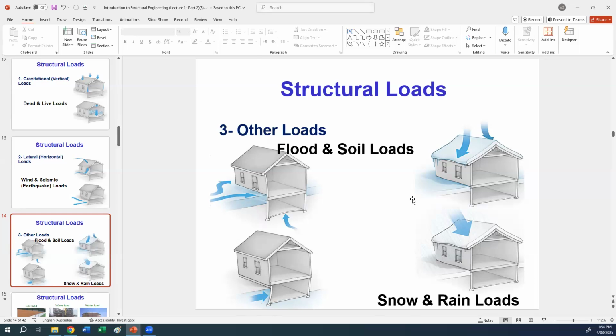in the design. Some other types are snow and rain loads. In some countries or some states, here in Australia, we have snow. When the snow stays on the roof, for example, you need to consider the weight of snow when designing. Also, the rain loads, the weight of water due to rain or the excess water due to rain, will be considered in our design as well.